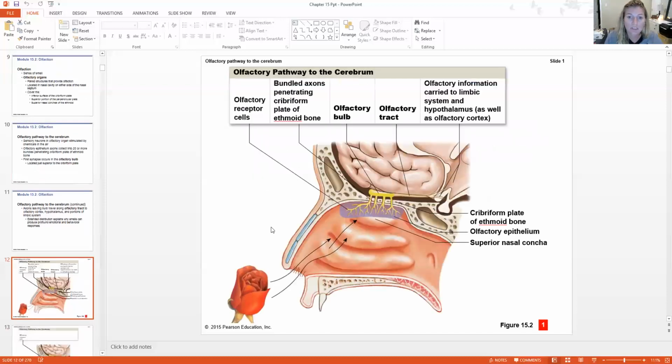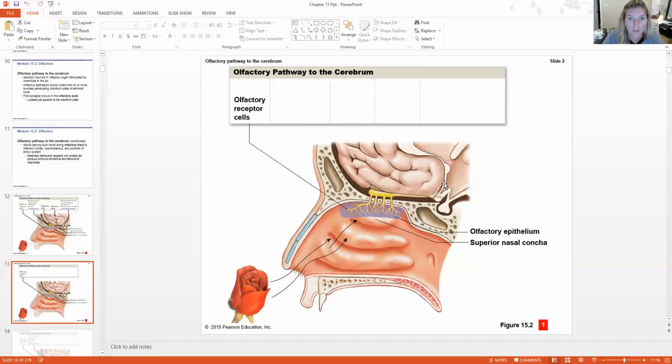So here you see all of that goodness of our olfactory sense. You see the olfactory receptor cells, all the bundles located within that ethmoid bone, the olfactory bulb, and the olfactory tract leading back to the thalamus, and within the thalamus it's going to be routed to all of those various structures that we mentioned.